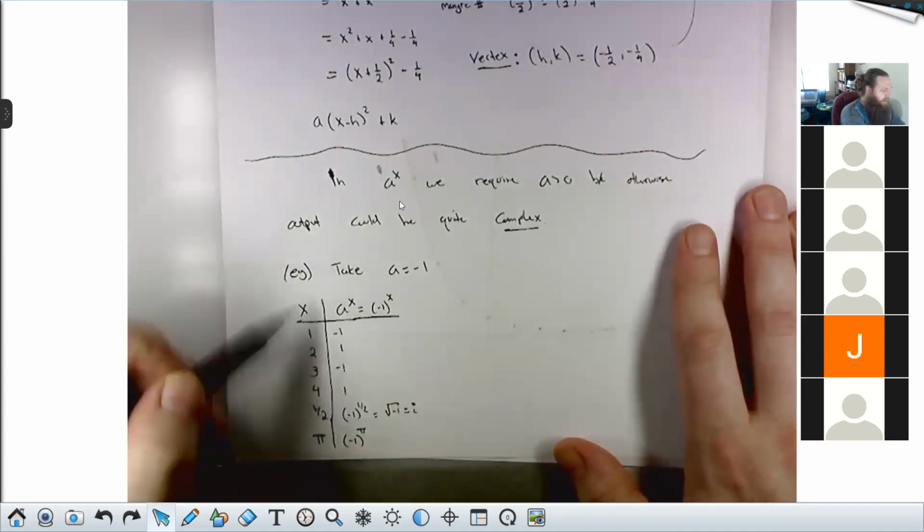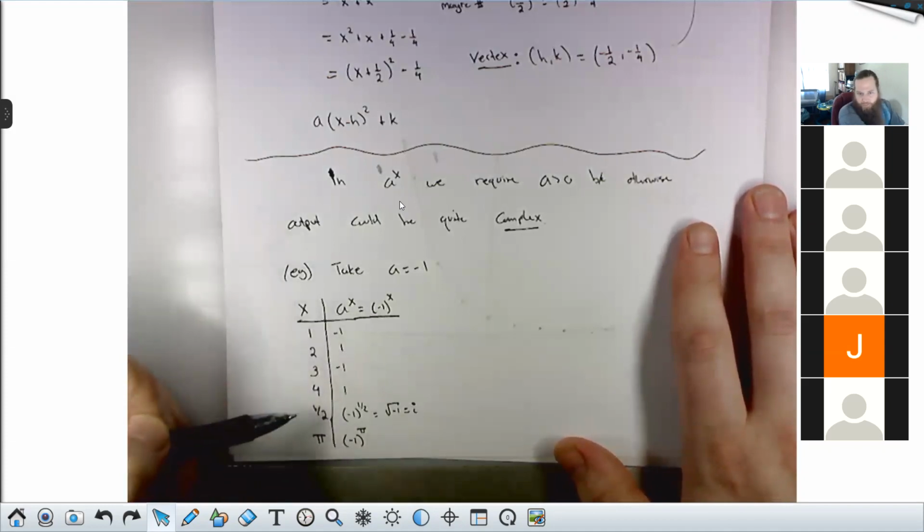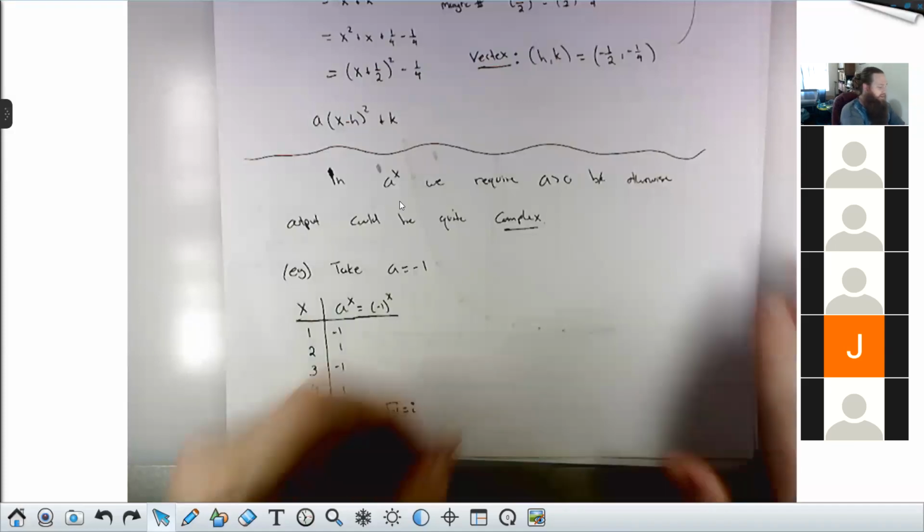Okay, I'll buy this. I can take -1 and multiply it by itself 1, 2, 3, or 4 times. That's easy. Raising it to the 1/2 power is a little bit weird, but okay, I know what complex numbers are, right? The square root of -1, I can handle that. But what would it even mean to raise -1 to the power of pi? Good answers to that question require something called complex analysis.